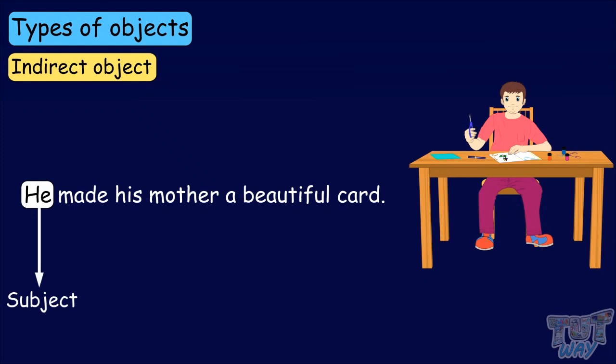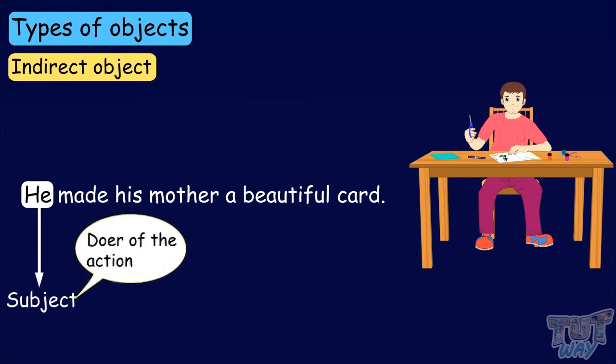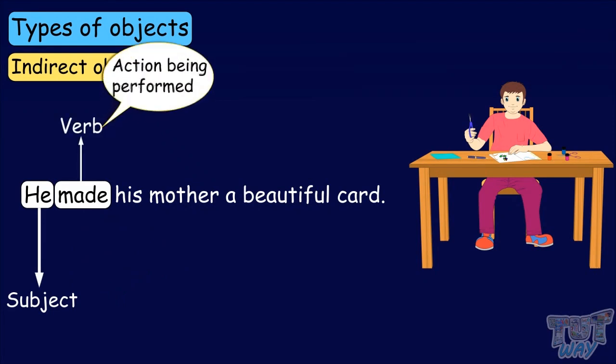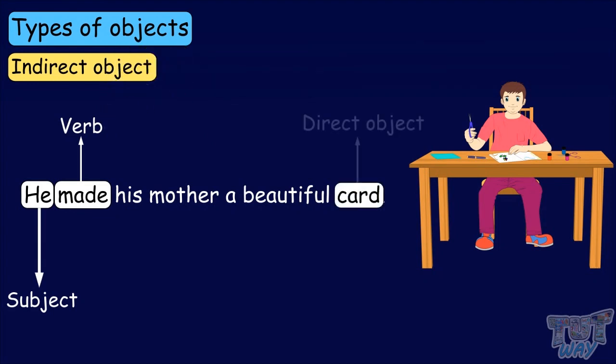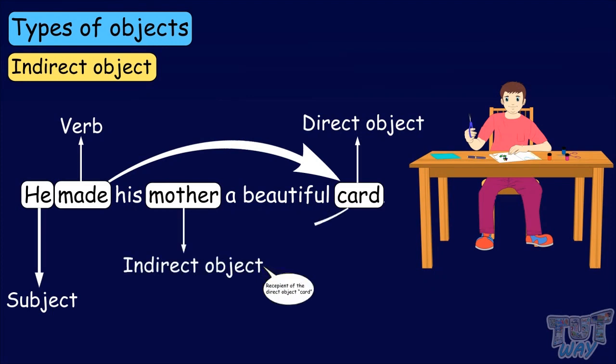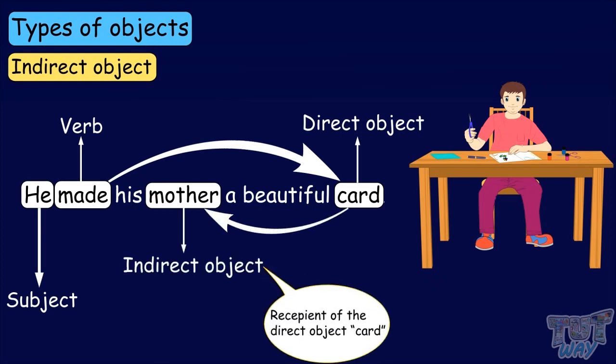He is the subject or the doer of the action. Made is the verb, that is, the action being performed in the sentence. Card is the direct object, that is, the action is directly being performed on the card. Mother is the indirect object, that is, the recipient of the direct object, card.